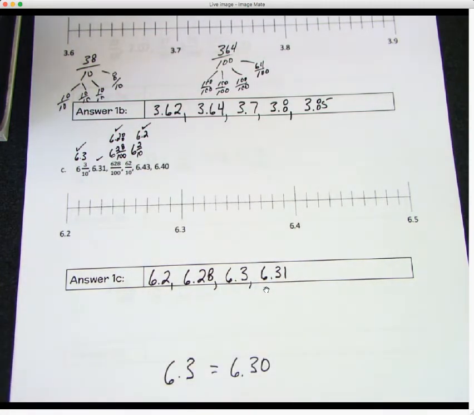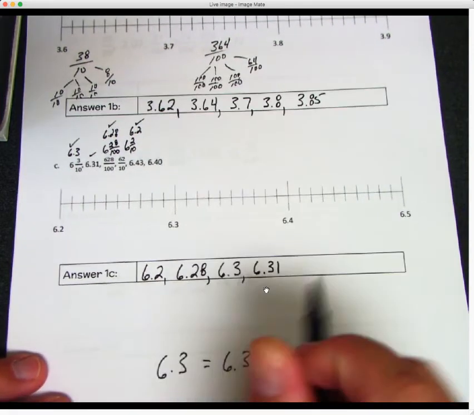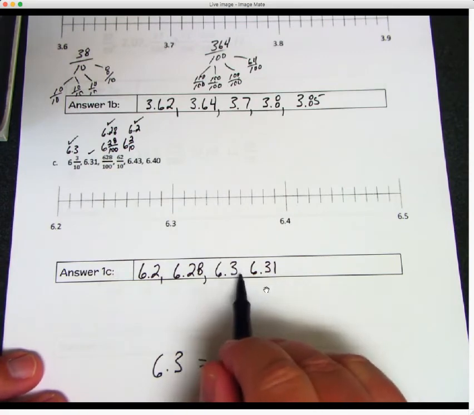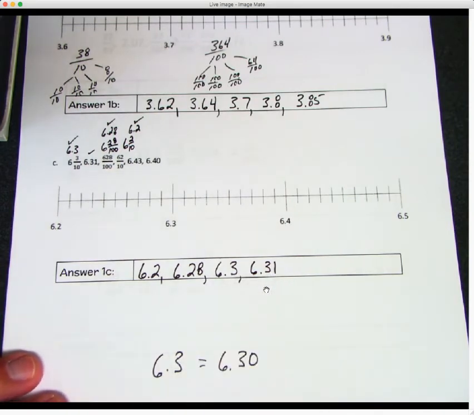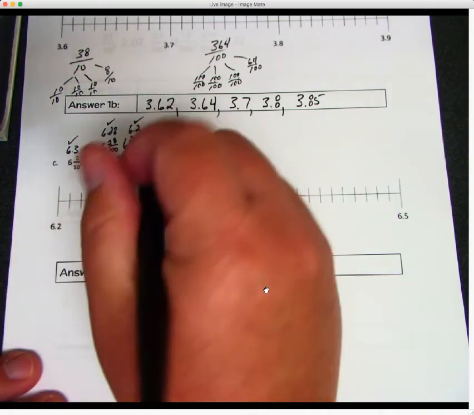So if you get confused on comparing them, if they don't have some number in the hundredths place, just imagine a 0 there. And that way you can imagine that 30 hundredths would be less than 31 hundredths. Any more 3s in the tenths place on these? No. Got some 4s.